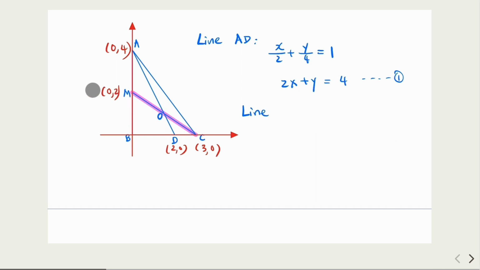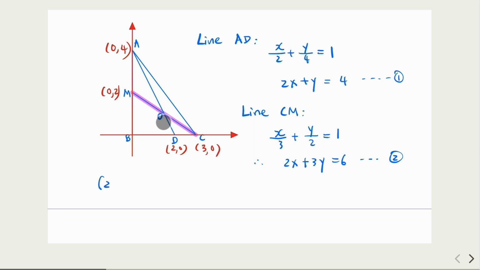I'm going to highlight it here in pink. So similarly, the CM equation would be x over 3 plus y over 2 equals 1, right? That's the equation for CM. Rewrite it by multiplying by 6. You're going to have 2x plus 3y equals 6.